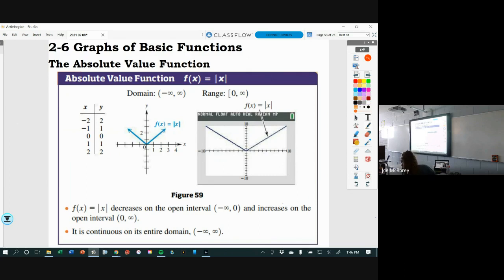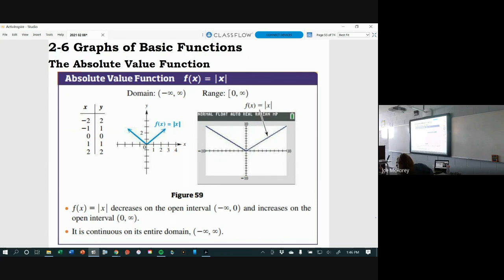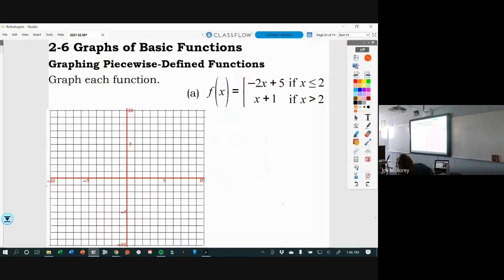Okay? Questions on absolute value? Told you we're going through a bunch of stuff today. Okay? All right, let's graph it piecewise. Y'all remember doing these last semester? Okay. We did do them, Hannah, I promise.